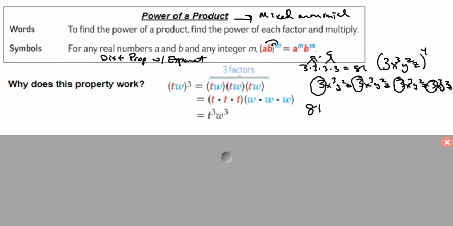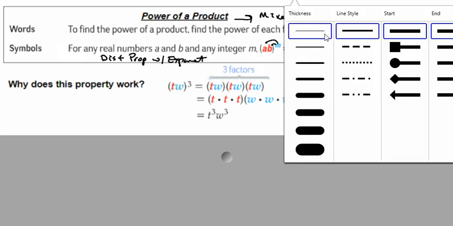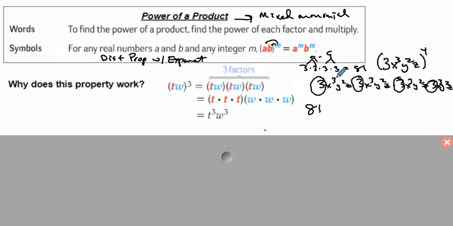Next, and I'm going to switch colors here, we're going to do our x to the 3rd. We've got 3 of them here, here, here, and here. So that means I have x to the 12th power, because you add them: 3 plus 3 is 6, 6 plus 3 is 9, 9 plus 3 is 12.